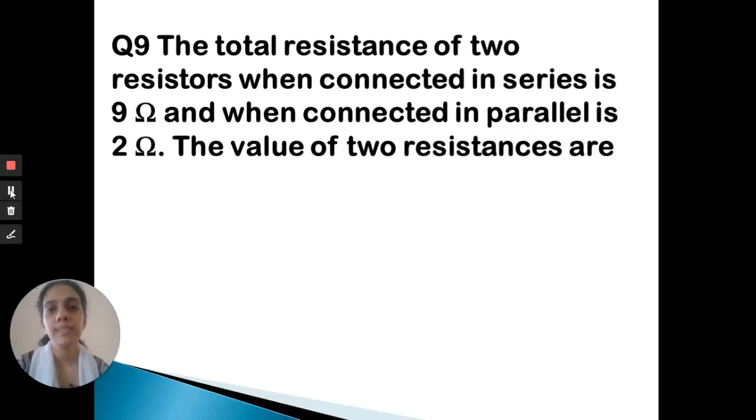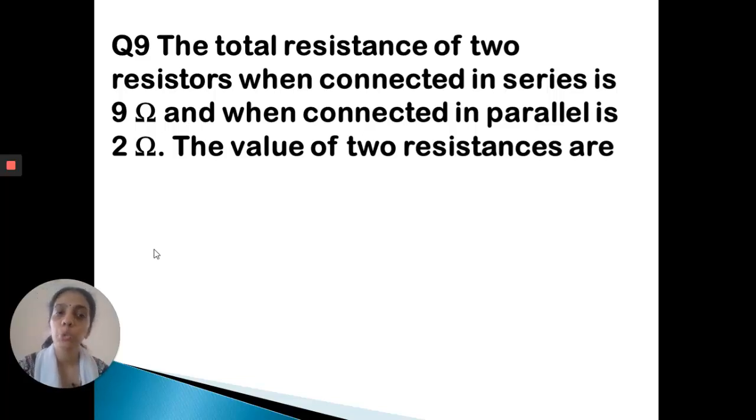The next: the total resistance of two resistors when connected in series is 9 ohm. Consider the two resistors as X and Y. The effective resistance in series is X plus Y, which is given as 9 ohm. When connected in parallel, it is 2 ohm. That is 1 by X plus 1 by Y equals 1 by 2. Therefore, xy divided by x plus y equals 2.